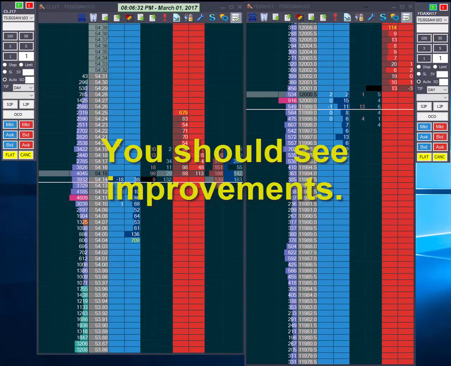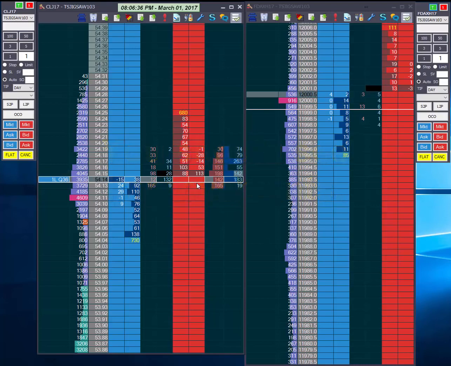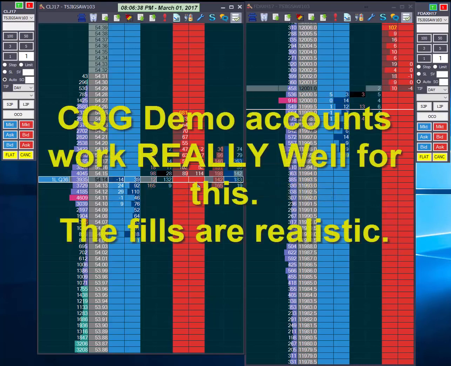Now I'd recommend you get a CQG demo account to do these drills, because the fills on those demo accounts are very accurate. Doing this with a platform-based simulator, like a NinjaTrader simulator, is pointless, because the fills won't be realistic. If you look at the description for this video, we'll actually give you the links to a CQG demo account.